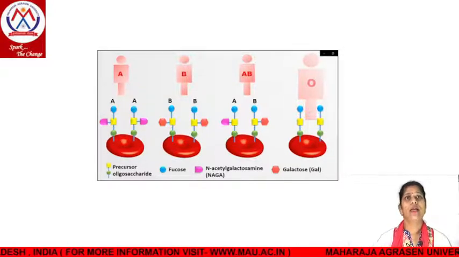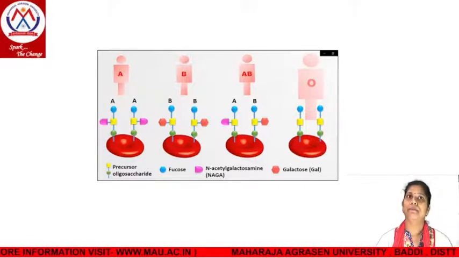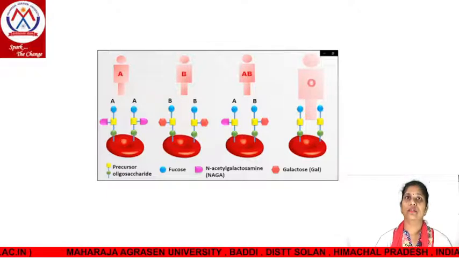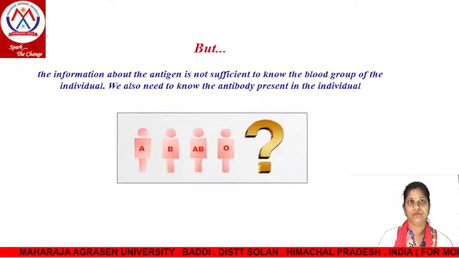The next one, if the H antigen is attached with the galactose group, then the individual would be said to belong to the B blood group. If both the side groups are present on the H antigen, like NAGA and galactose, then the individual is said to be the AB blood group. And the last one, you can see there is no side chain attached to this, so the individual belongs to the O blood group.